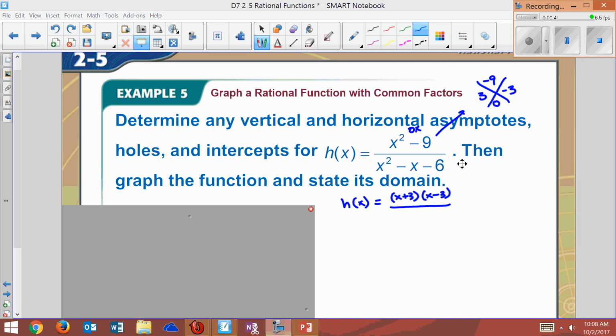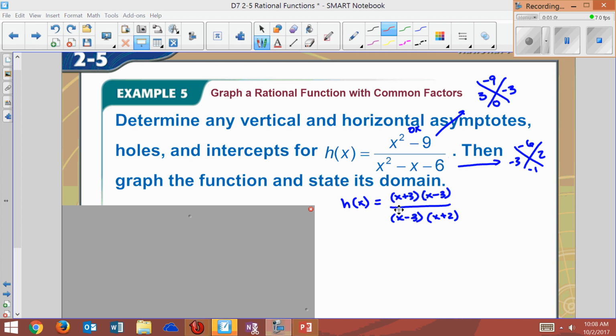As for the denominator, what are factors of -6 that add to -1? Factors of -6 that add up to -1. Well, they would be -3 and +2. So you have x minus 3 here, and then x plus 2.